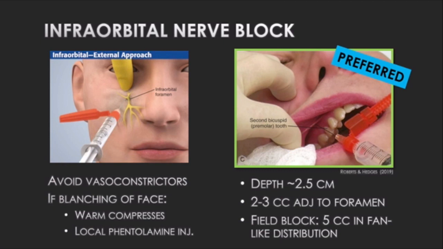You want to inject about 2 to 3 cc's, but if this doesn't really work, then you can do a little field block where you go in a fan-like distribution and inject 5 cc's.